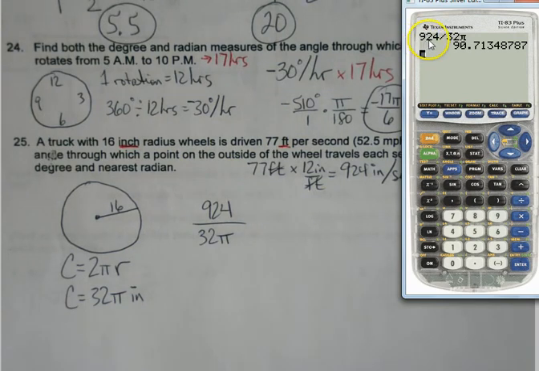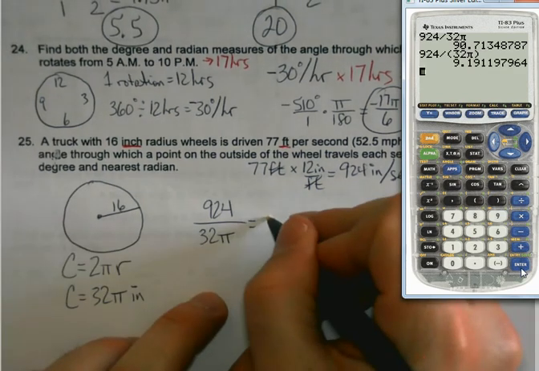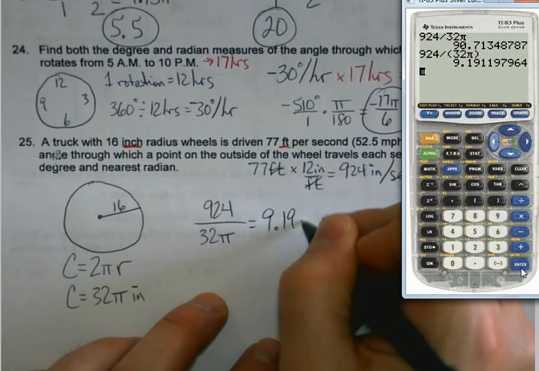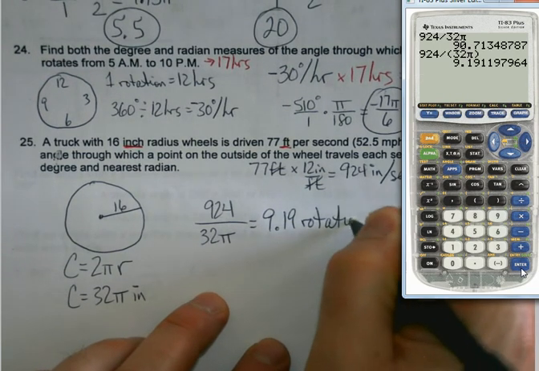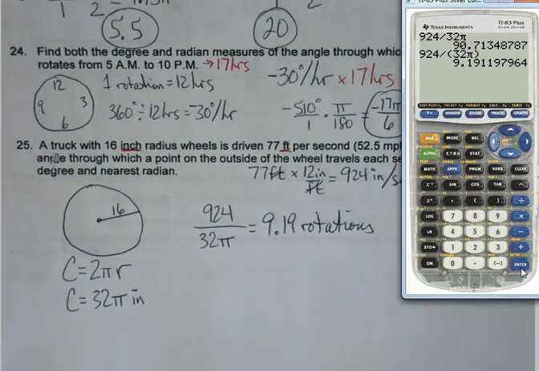The calculator did 924 divided by 32, and then times it by pi. That's not what I want. I want 924 divided by 32 pi. I've got to let the calculator know I want 32 pi in the denominator, and the only way it's going to know is if I put it in parentheses. That's better. So it's like 9.19 full rotations. You're like, are we done yet? No. So now I know how many times the wheel's going to go around. A little over 9. Almost done.